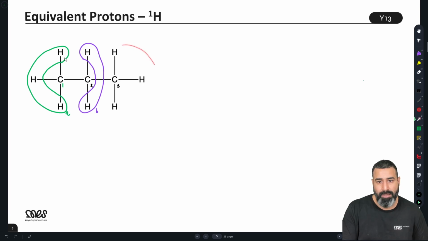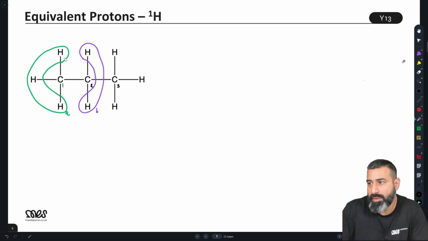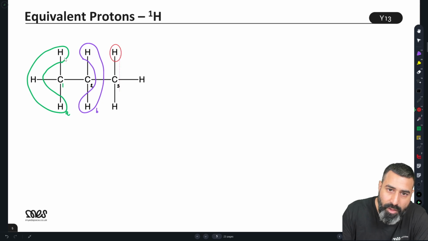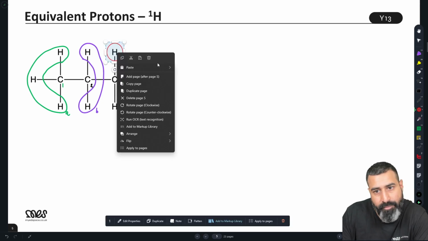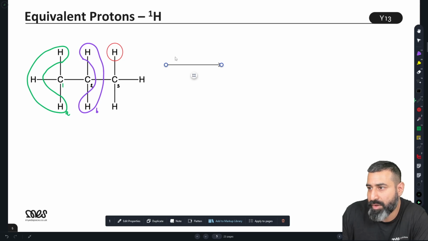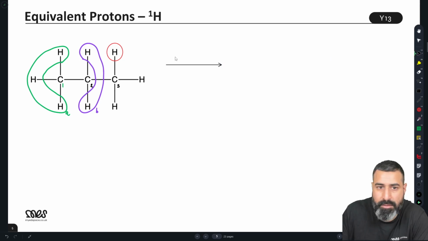What about this methyl group at the end? Is that methyl group the same as the methyl group on number 1, or is it different? Let's have a look. Let's show with the long version first. So let's exchange that proton, and if we exchange that proton, this is what we get.